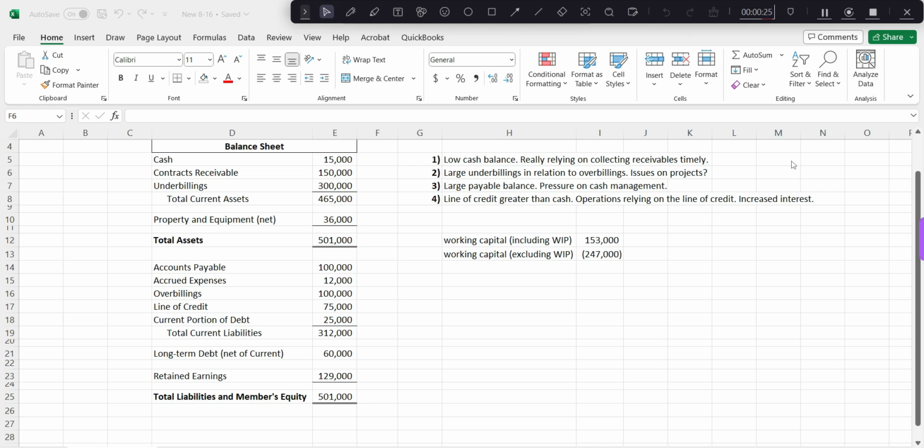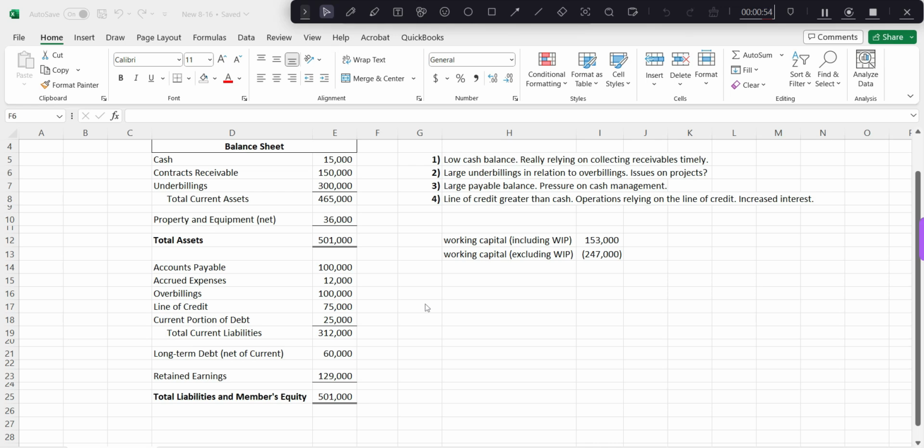Number two, large underbillings in relation to overbillings. $300,000 in underbillings, $100,000 in overbillings. That may look good for your income statement, but here it could spell some trouble on the projects. Are there any unapproved change orders? Are the estimates too high? Does it need to scale down a bit to balance out your WIP? There's several questions going on here.